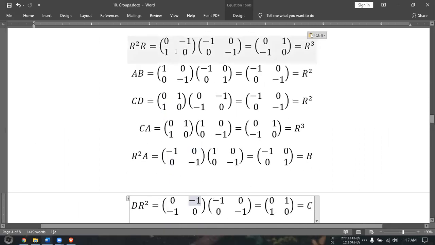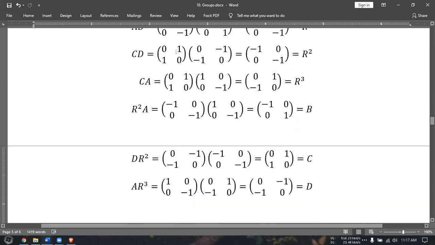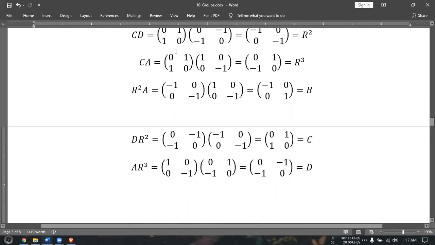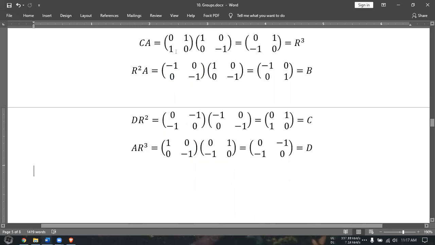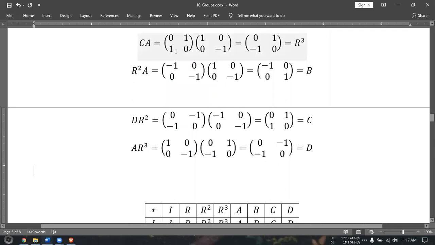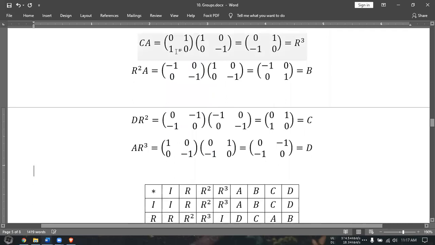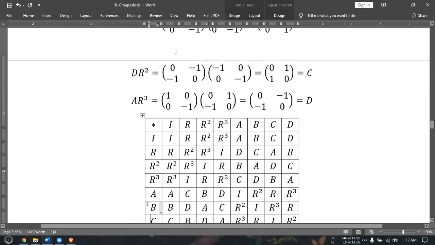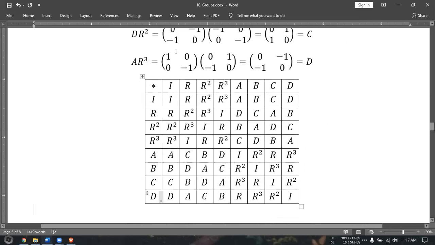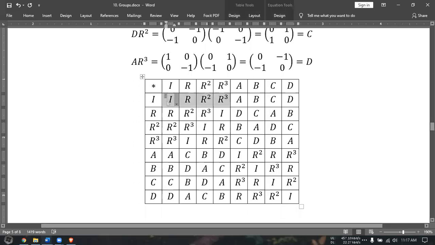And completing the table, assuming that we already completed our multiplication between any two elements of the group, we will have this table. 1, 2, 3, 4, 5, 6, 7, 8. So 8 by 8 is 64. We have 64 solutions. That's why hindi ko pinakita lahat. 10 lang yung nakalagay doon, kasi masyadong marami yung 64 solutions dito.